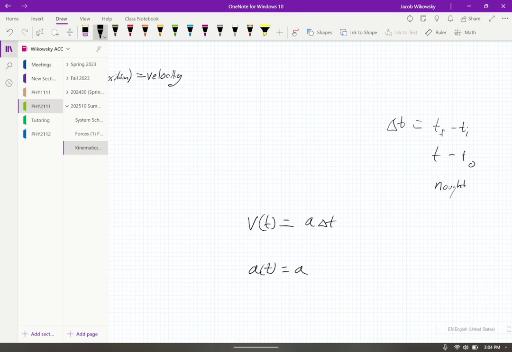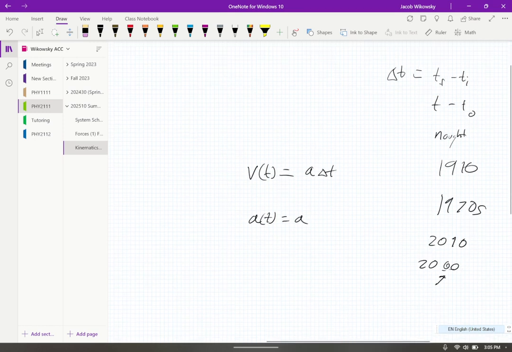N-A-U-G-H-T. This is like "not" and "dreadnought." It means nothing. You dread nothing. You start at nothing, not zero. That's why it's like, oh, it's the 1910s. It's the 1970s. It's the 2010s. It's the 20... wait, what are these? These are called the 20-aughts. It's that same A-U-G-H-T, or sometimes called the 20-noughts. Just an etymology thing there.